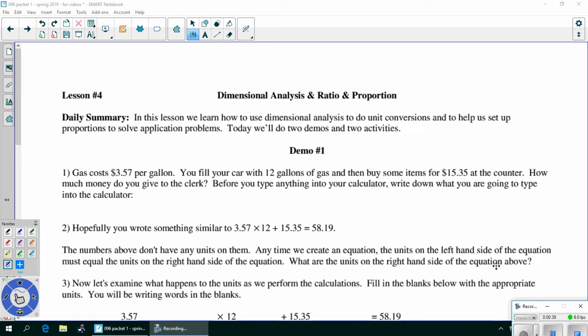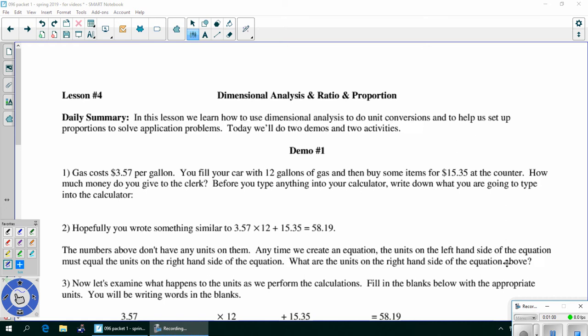Okay, so if you're back, hopefully you wrote $3.57 times 12 gallons plus the $15.35. So that calculation is typed out right here. And ultimately we get $58.19. The numbers above don't have any units on them. Anytime we create an equation, the units on the left-hand side of the equation must equal the units on the right-hand side of the equation.